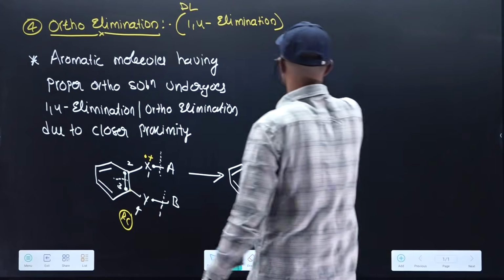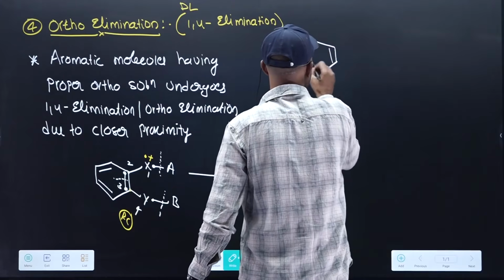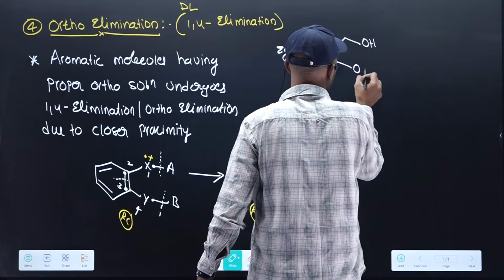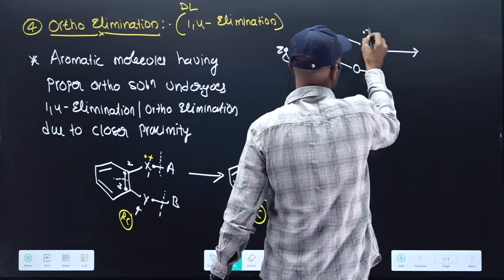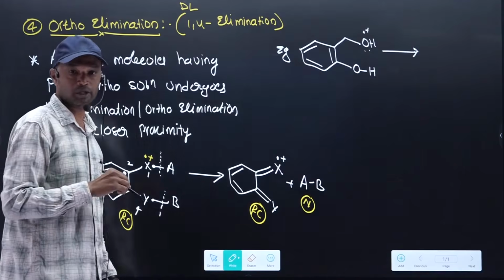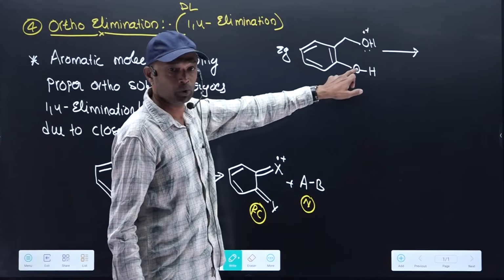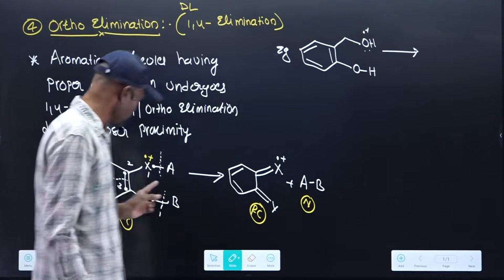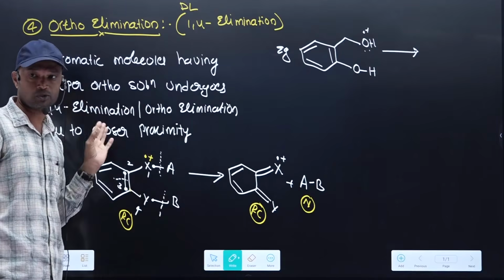So one example I will show, you write it down later. See, this is a benzyl alcohol and here I am writing OH. So this is the molecular ion. I want to do ortho elimination. See, I am assuming this as X and this is Y. Don't think that X definitely requires a radical cation. Closer proximity with proper substitutions.